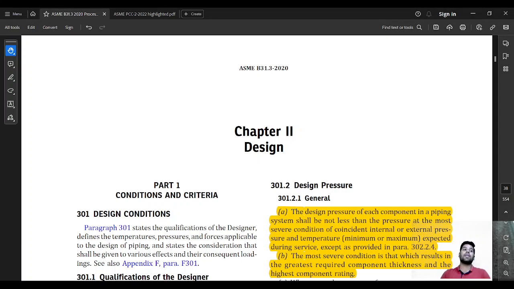But in this case, the design requirements are generally not that important because at the end of the day, we are not making a new piping system. We generally have to deal with piping that is already in service. So the entire design process is not that important because for this we'll generally have a designer.